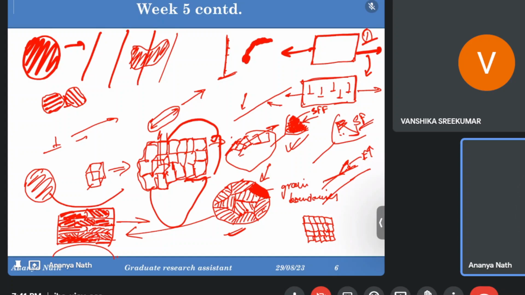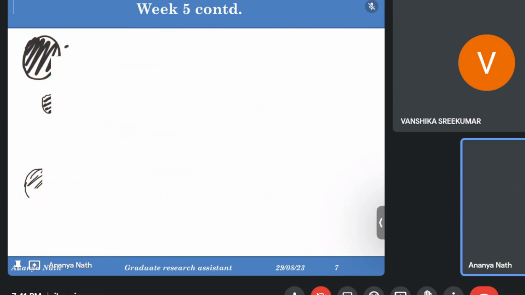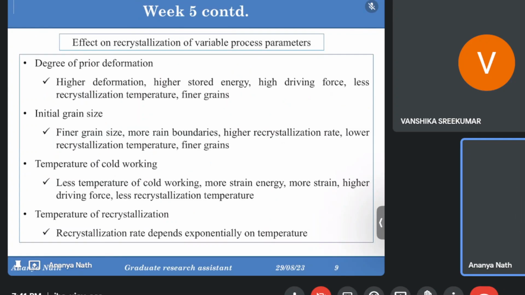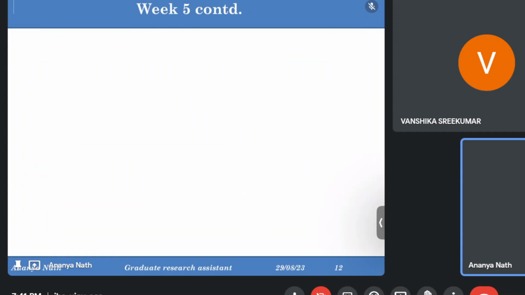So I think we can stop our discussion here. We'll jump into the previous year questions. We'll discuss the questions. Then from next class, we'll start again from this recovery and recrystallization, because the time is already 7:40. So there are some effects of recrystallization and all. I'll continue that in the next class.